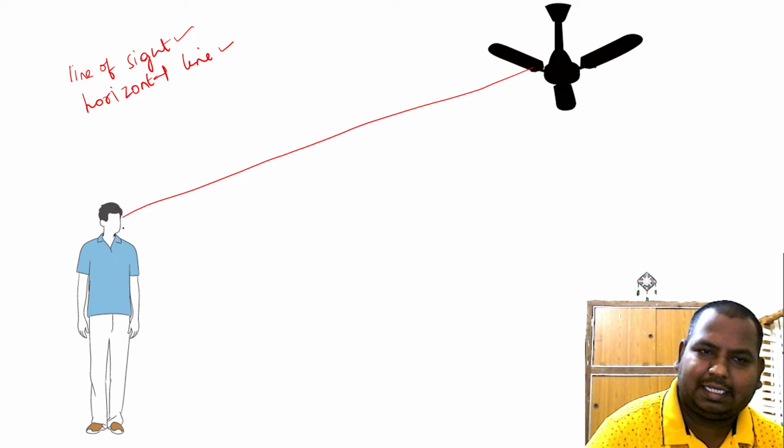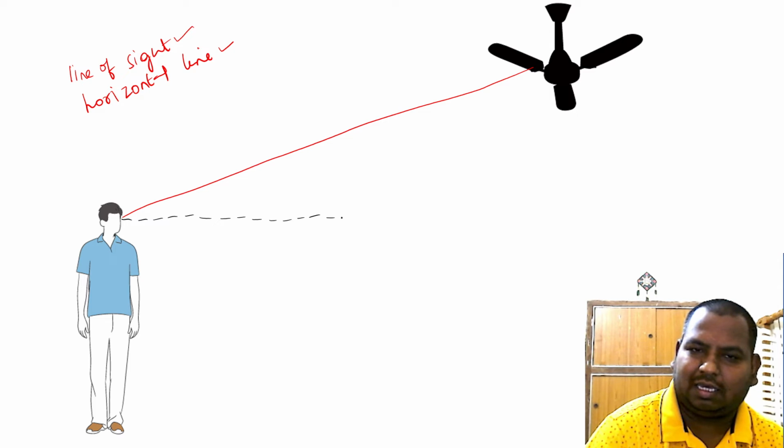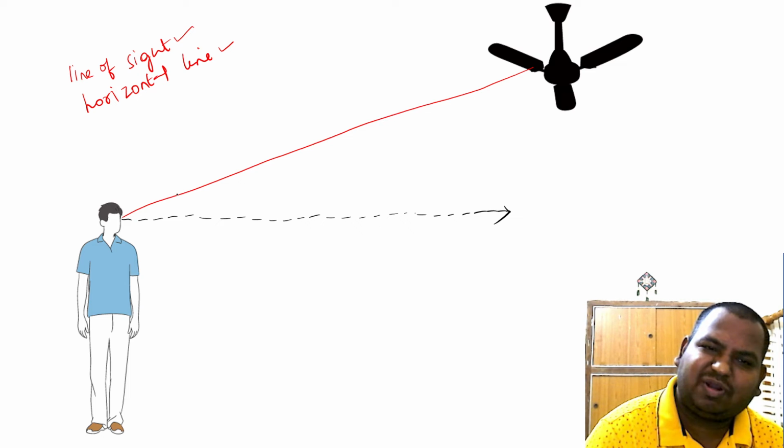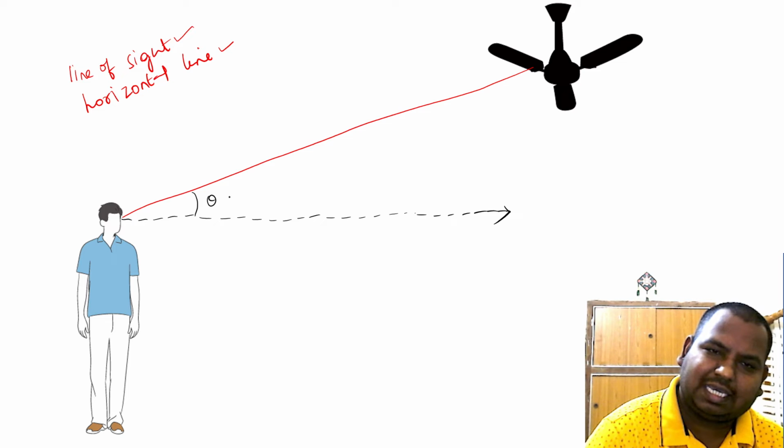Horizontal line is a line starting from the eye of the person and parallel to the ground. So this is the horizontal line. The angle between the line of sight and the horizontal line is the angle of elevation. So this is the angle of elevation.